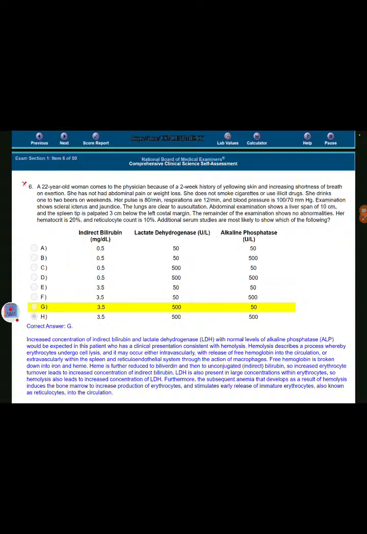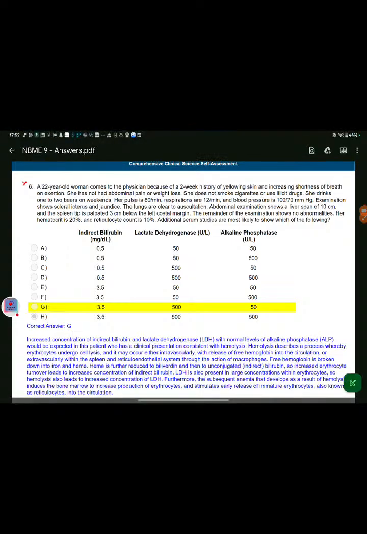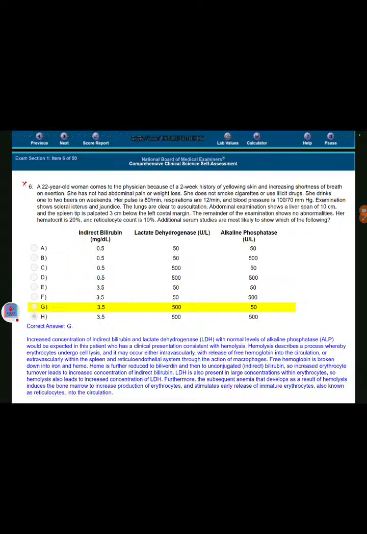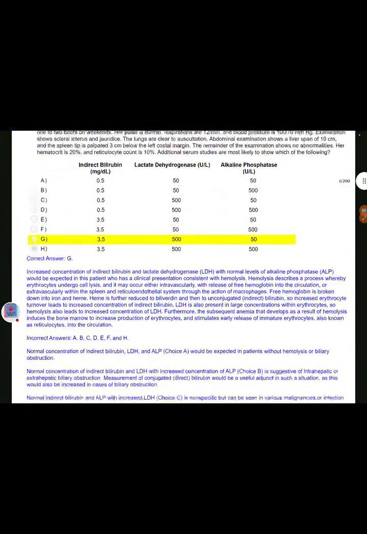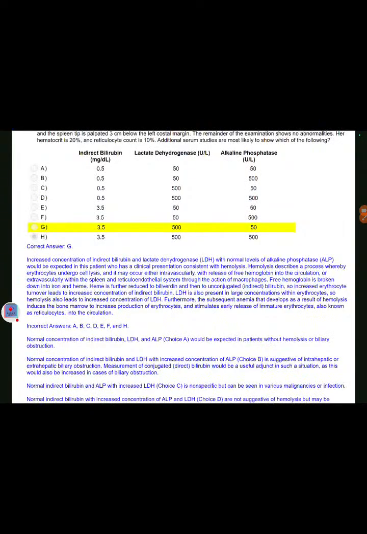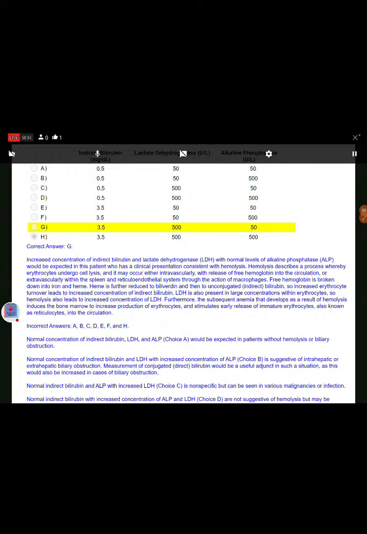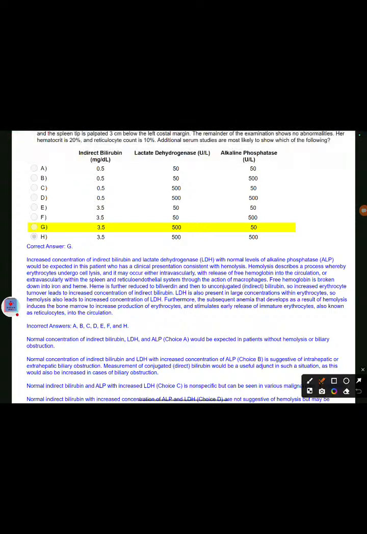So increased concentration of indirect bilirubin and LDH with normal levels of alkaline phosphatase will be expected in this patient who has a clinical presentation consistent with hemolysis. Hemolysis describes the process whereby erythrocytes undergo cell lysis, and it may occur either intravascularly, where free hemoglobin will be released into the circulation, or extravascularly within the spleen and reticuloendothelial system through the action of macrophages. Free hemoglobin is broken down into iron, heme is further reduced to bilirubin and then to unconjugated, that is indirect bilirubin. So increased erythrocyte turnover leads to increased concentration of indirect bilirubin.